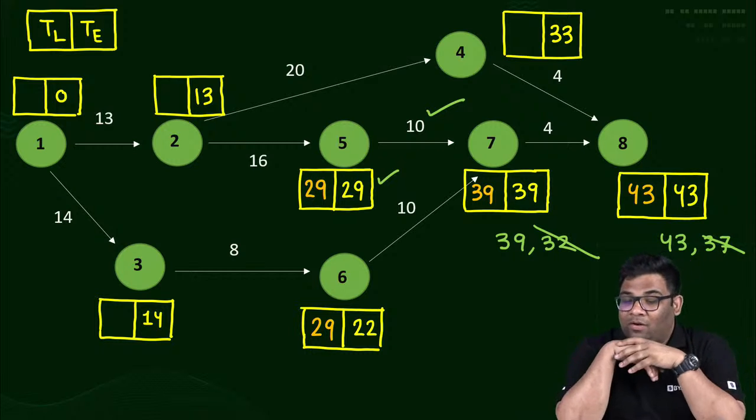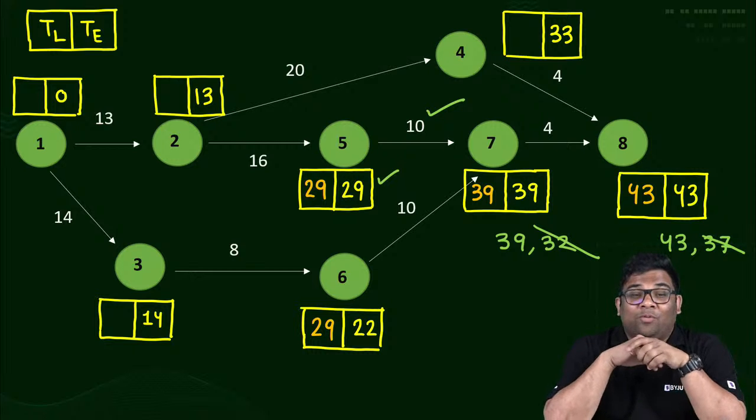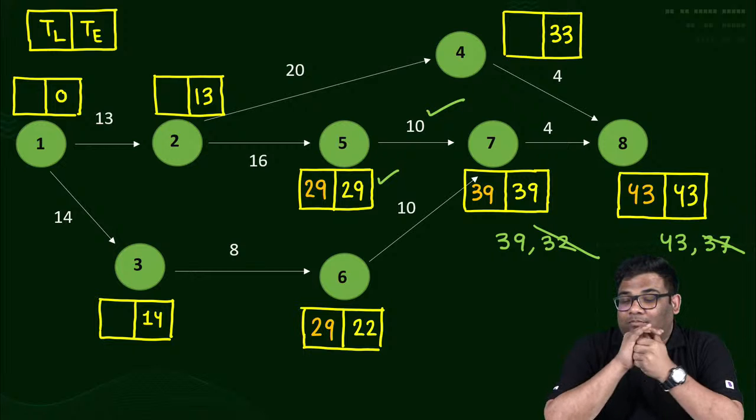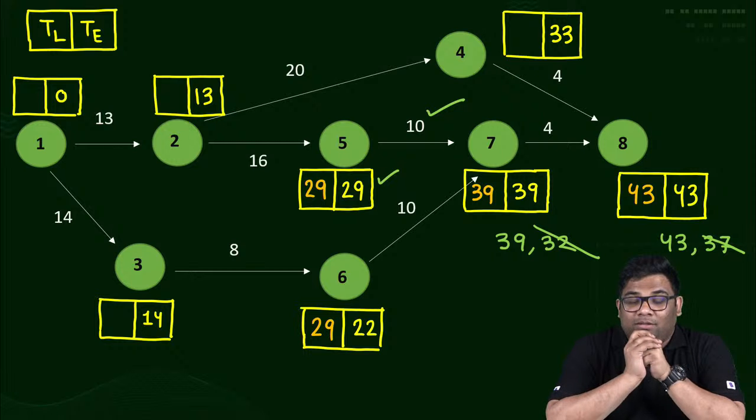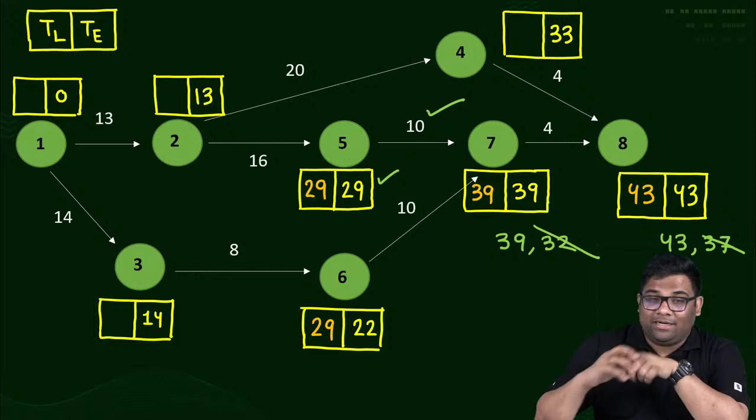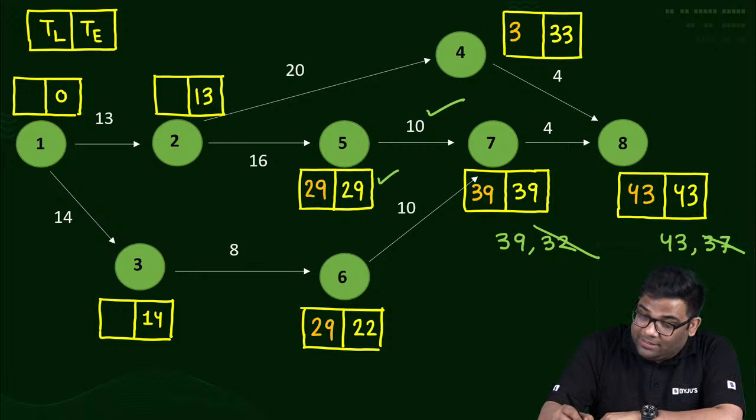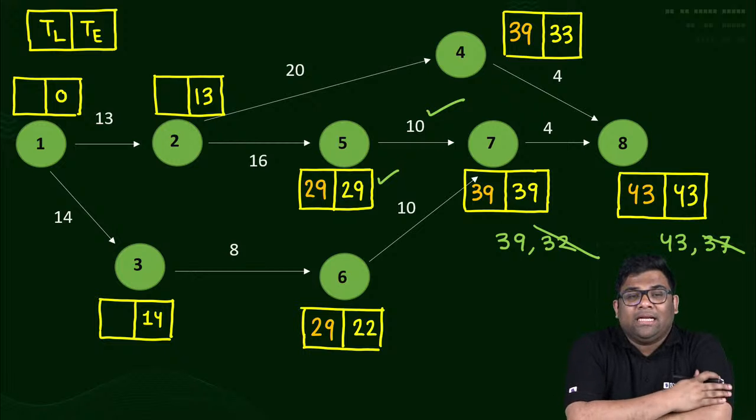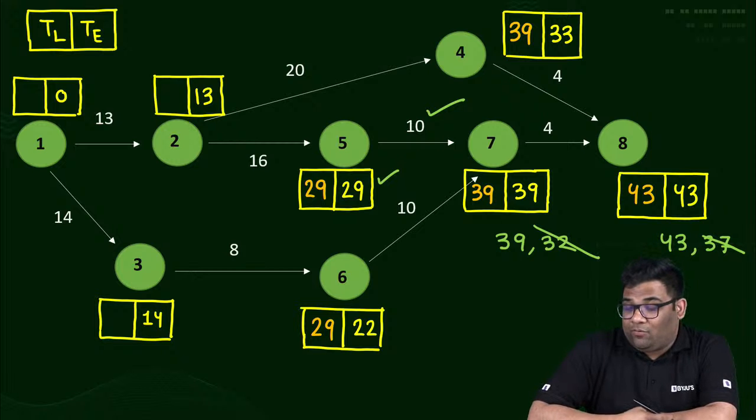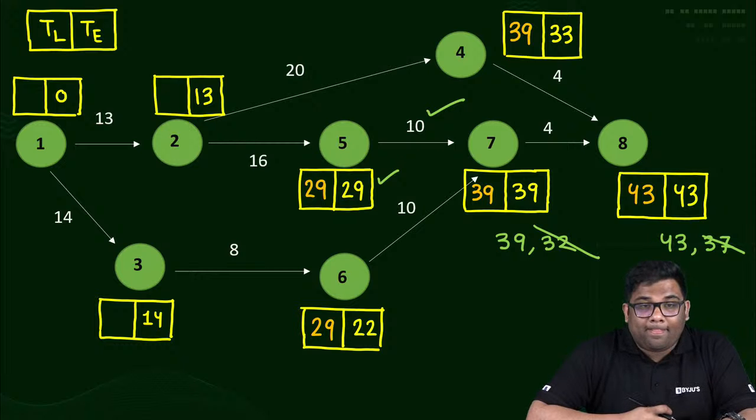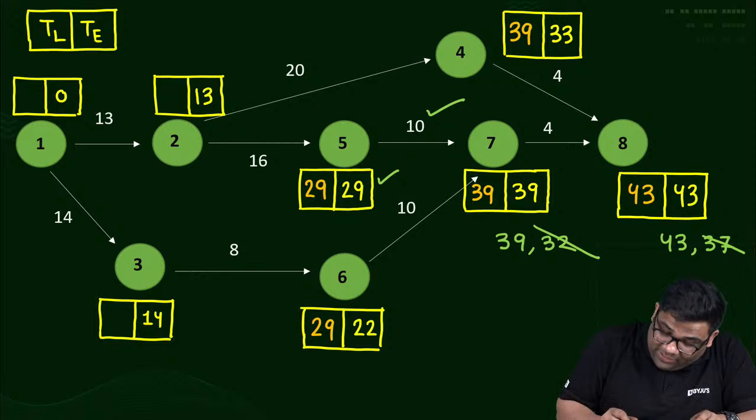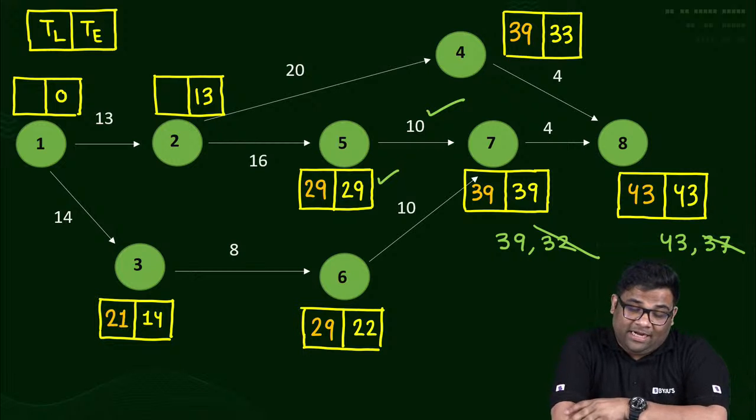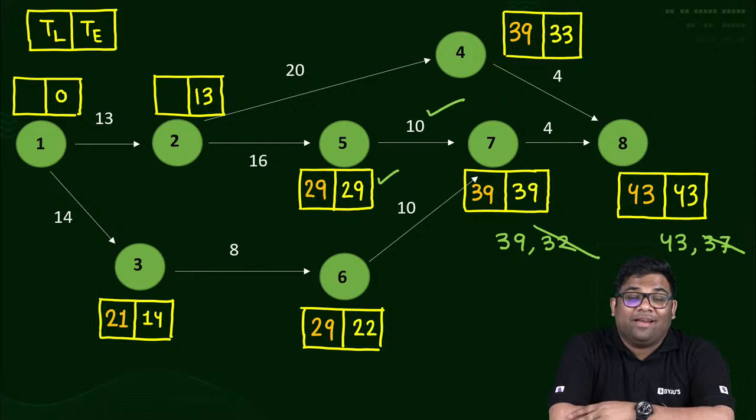Now, TL for the 4th one. What will be the TL for the 4th one? 39. 43 minus 4. Very good. Now TL for the 3rd one. Tell me what is the TL for the 3rd one? 29 minus 8, 21. Now what is the TL for the 2nd one?